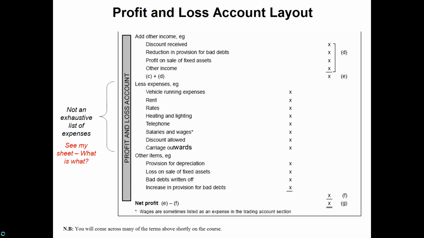So look at where that's positioned. There's no pound signs here because it continues on from the previous example. We are using two columns here, but the first column is just not used. So the other income will just be listed in the far right column, and then simply listed and added to the gross profit that we've calculated in the trading account. So you've got there, D is all the income, E would then give you gross profit plus other income.